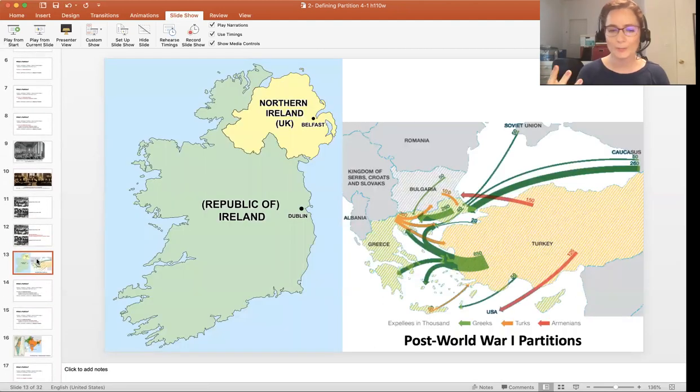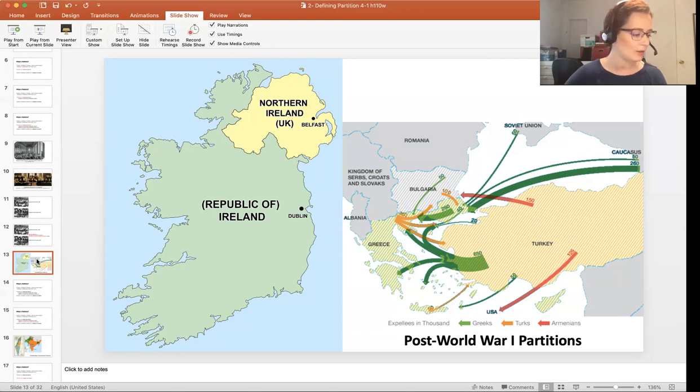The two most famous partitions of the 1920s that we're going to discuss in this course are the partition of Ireland into Northern Ireland and the Republic of Ireland. This happened with a document called the Government of Ireland Act 1920. We'll talk about it next week. And it was a partition that was effected in 1921. It specifically named national self-determination as the basis for this partition.